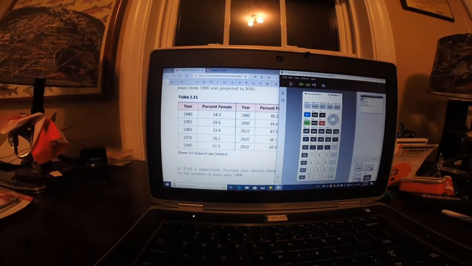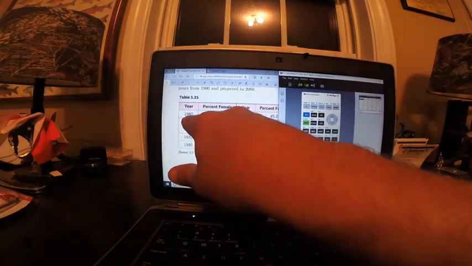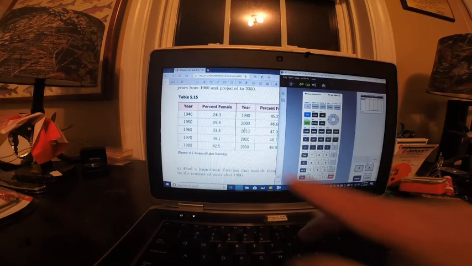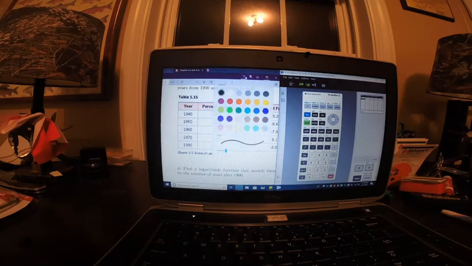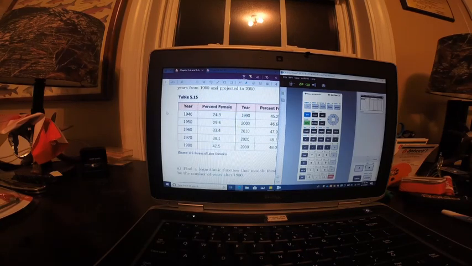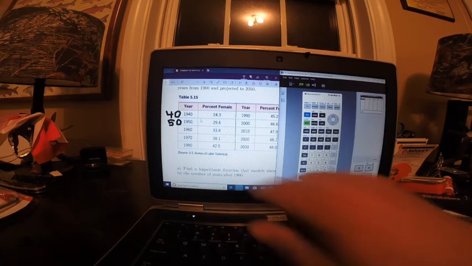I'm going to go to my stat edit list. I'm going to clear out my old list so that I can put in my new list. Okay, so we're looking at years after 1900. That means our first year here is 1940. Because my first year is 1940, the X that I'm actually going to use is 40. The next one would be 50, the one after that would be 60. You kind of get the point because we're adjusting for our years here.